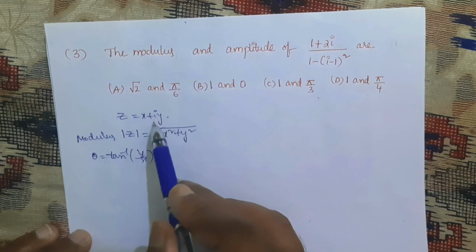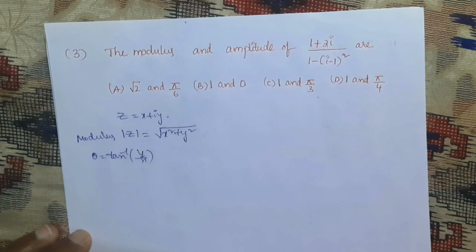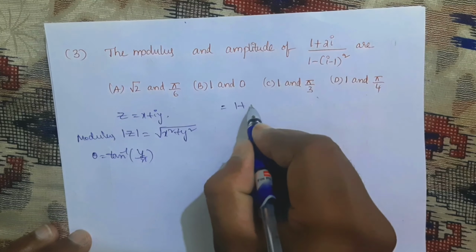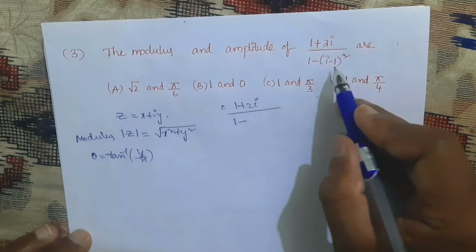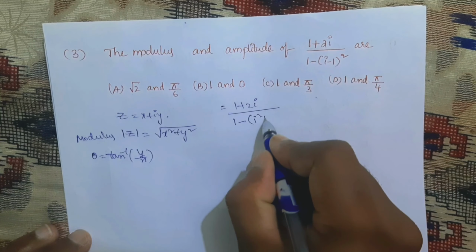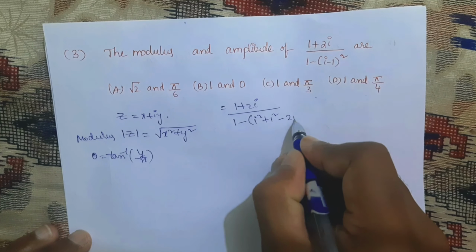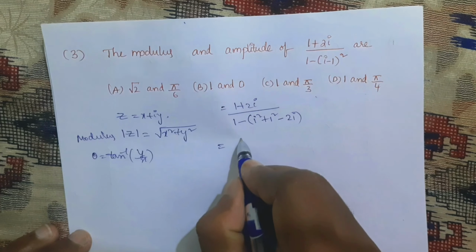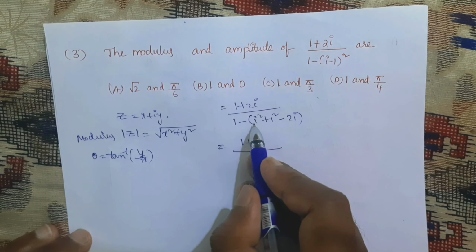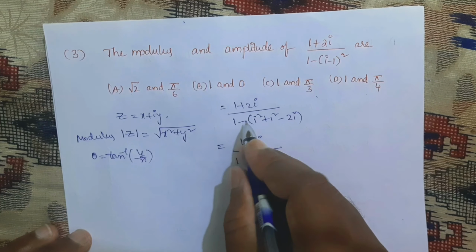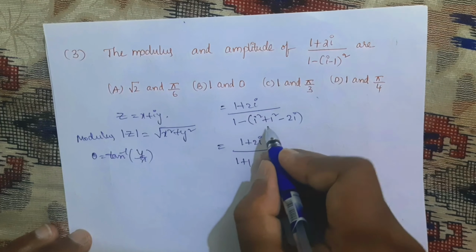But that is not in the proper form, so we need to simplify this first of all. So 1 plus 2i divided by 1 minus, this is a minus b whole square form, which is a square plus b square minus 2i, which is 1 plus 2i divided by, what is i square value? Minus 1. Okay. Minus of minus plus 1.